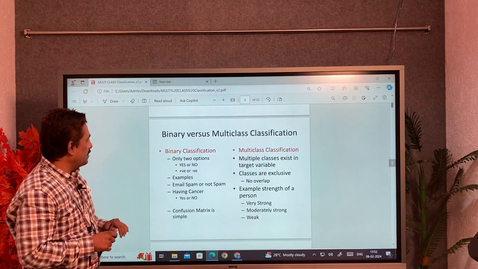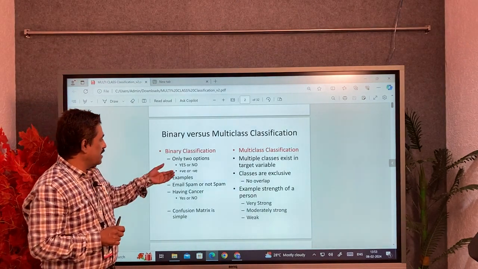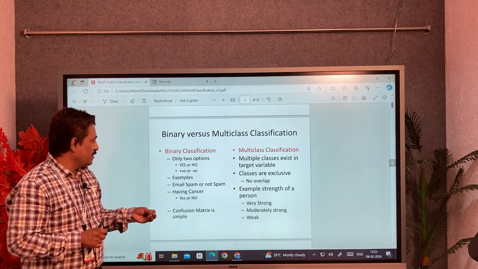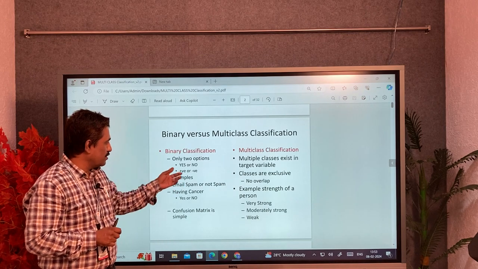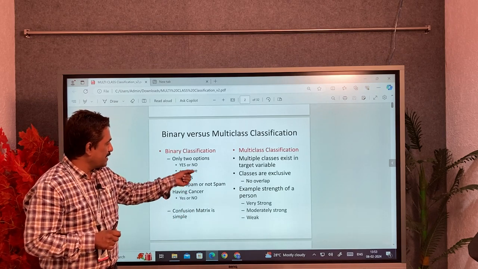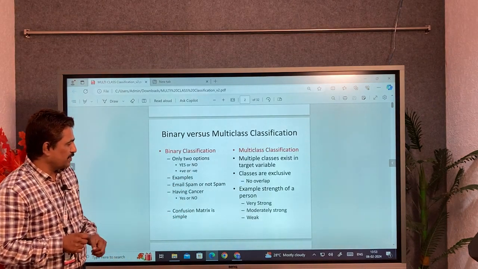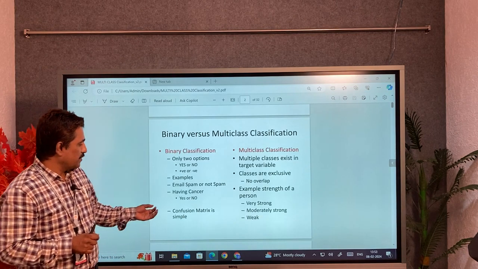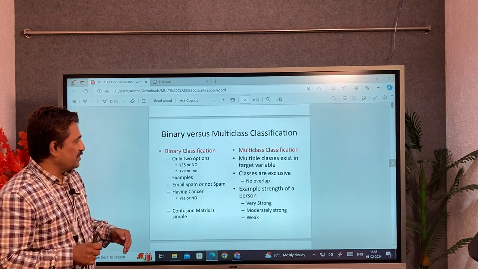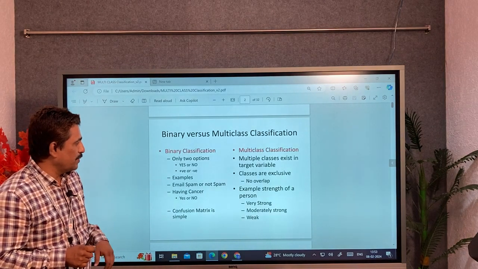If you compare binary versus multi-class classification, here we have only two options, yes or no. Suppose a mail is spam or not spam, whether a patient is having cancer or not. Yes means positive example, no means negative example. These are examples for binary classification where we use the confusion matrix, which is very simple. Whereas in multi-class classification there exist multiple classes in the target variable.